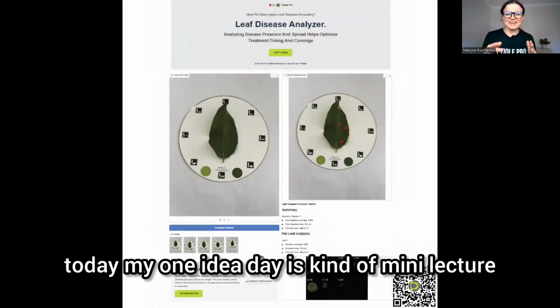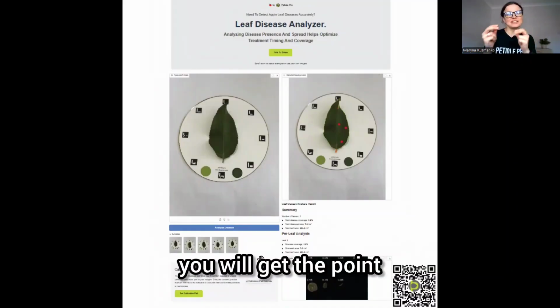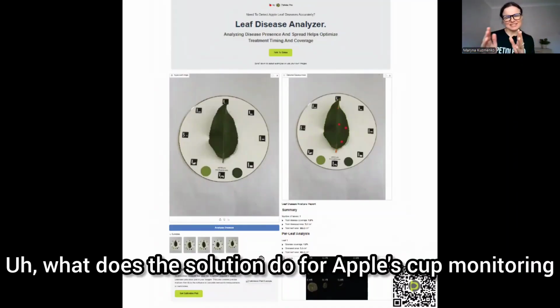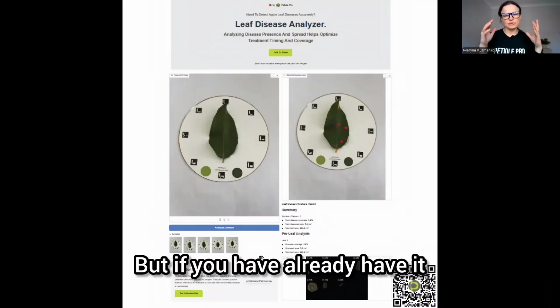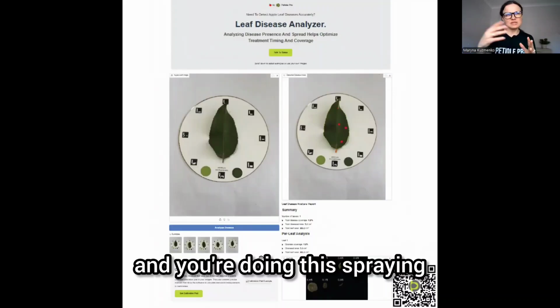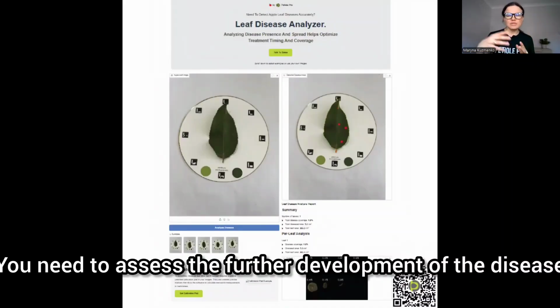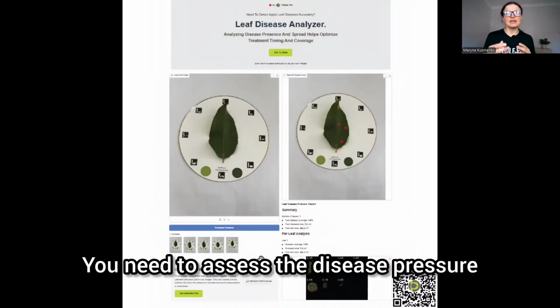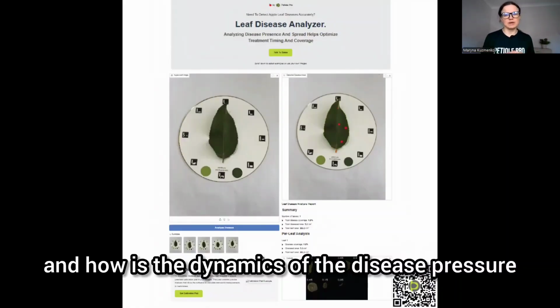And today my one idea a day is kind of a mini lecture, but I hope you will get the point. What does the solution do for apple scab monitoring? If you don't have apple scab, that's good, but if you already have it and you are spraying, you need to assess the success of this spraying. You need to assess the further development of the disease. You need to assess the disease pressure and the dynamics of the disease pressure.